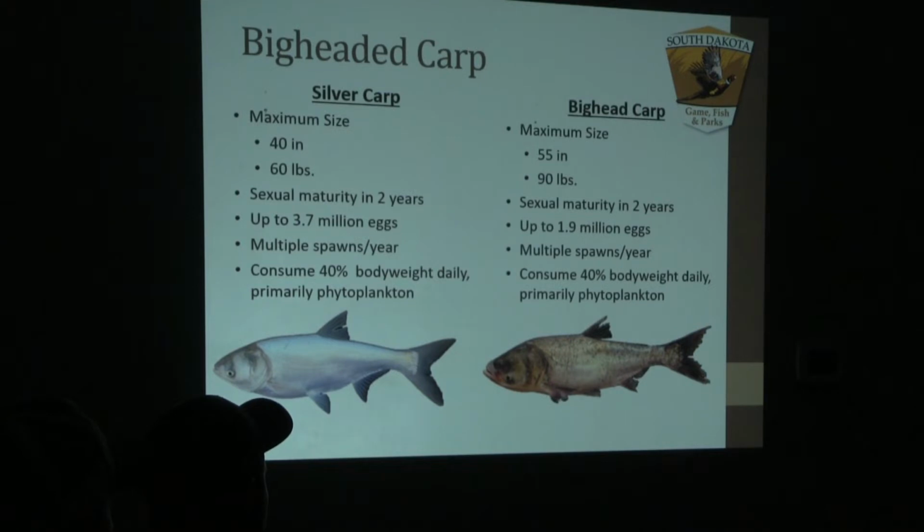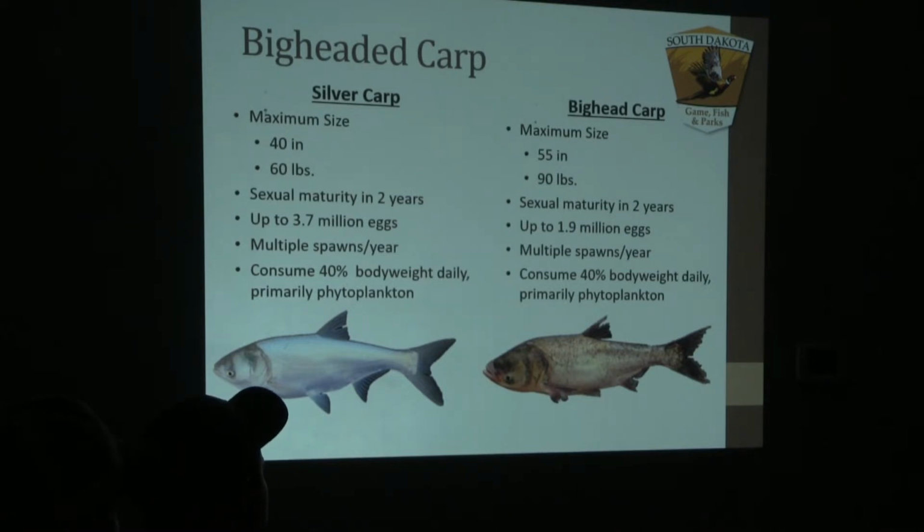Both of these species have multiple spawns throughout the year, which just adds to their invasiveness. Once they are present in a system, in most cases they will actually occupy up to 50% of the fish biomass in that system within the first few years. These fish can lay up to 3.7 million eggs for the silver carp and 1.9 million for bighead carp. Another reason why they can take over systems so quickly.